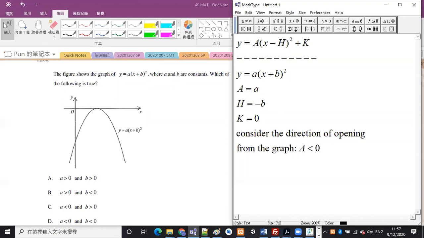From the graph, we know that the A should be less than 0, and then from the equation, we have capital A is equal to small letter a. Therefore, we can say that A is less than 0.